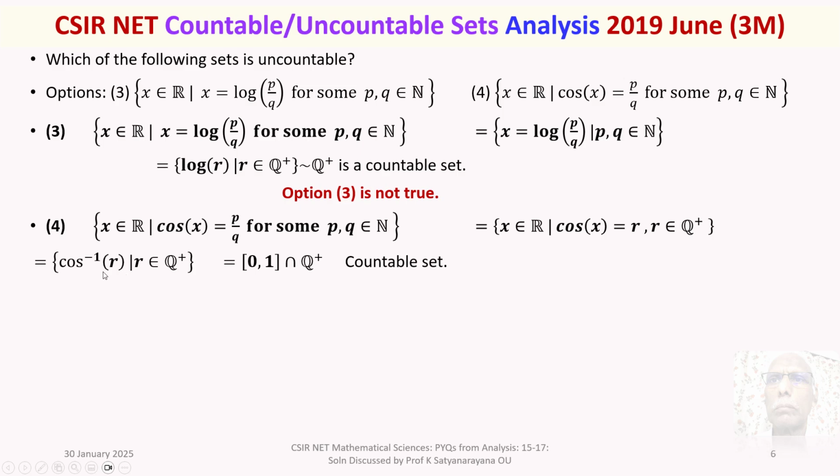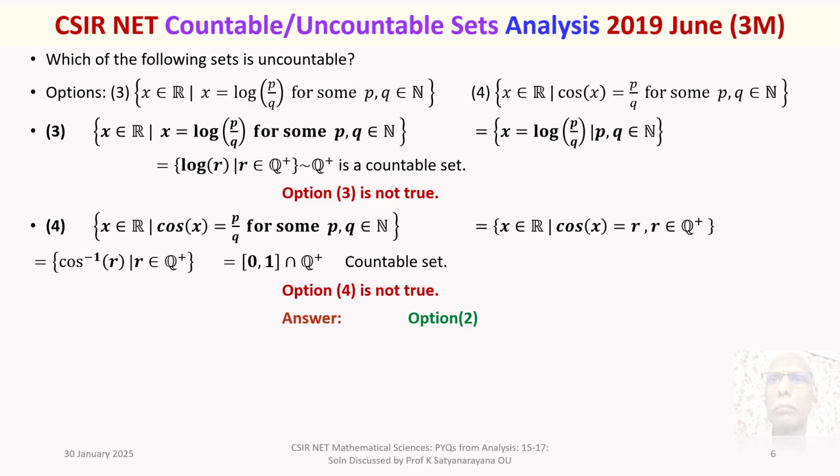And what is the domain of cos inverse R? The domain of cos inverse R is the closed interval 0 to 1. So in that we have to get all those R belongs to Q plus. Therefore, the closed interval 0 to 1 intersection with Q plus. Obviously, it's an infinite subset of Q plus, and it is countable. So we have to find an uncountable set. Therefore, option 4 is not true. Summarizing all the options, our answer is option 2. That is the detailed discussion of the solution of this problem.